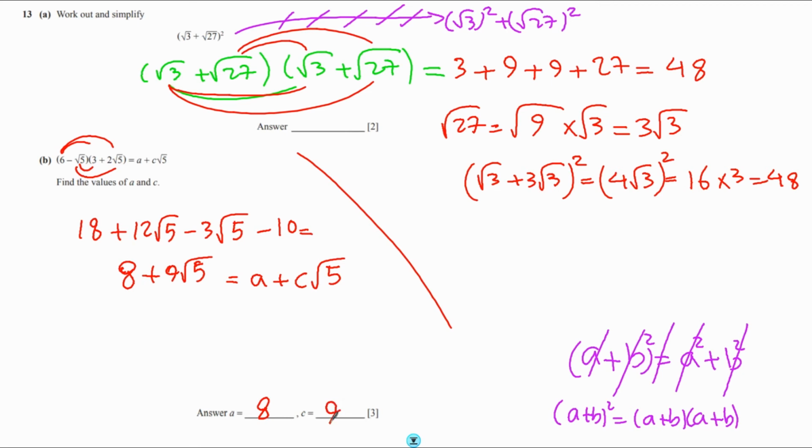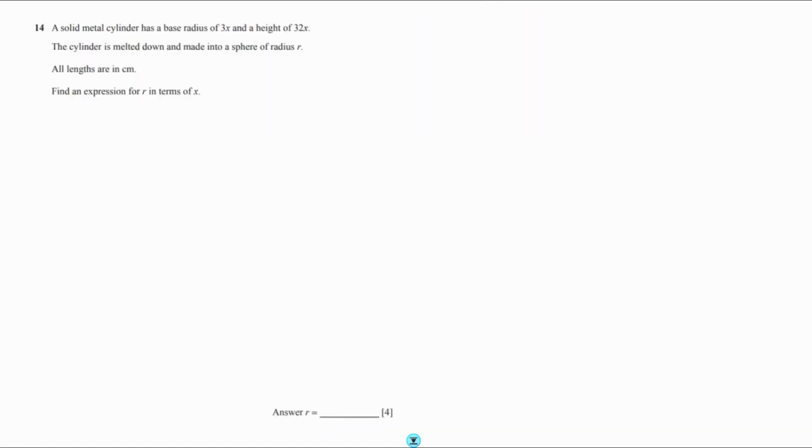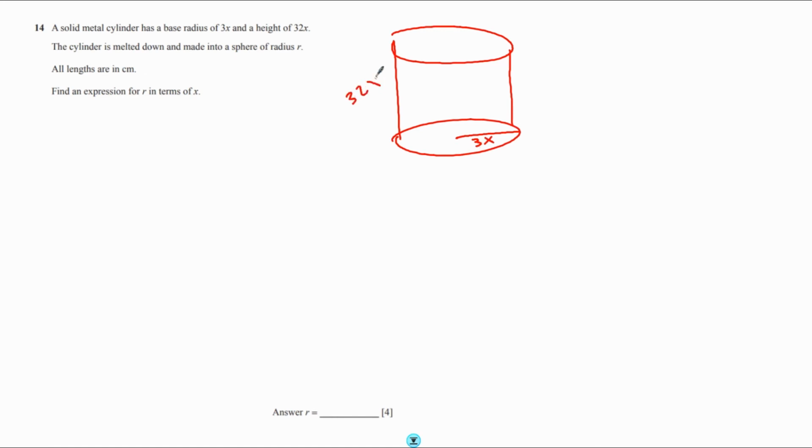Okay, we move to the next question, question 14, which is the final question in this exam paper. A solid metal cylinder has a base radius of 3x. So I want to draw this, and we have a cylinder, and the radius of the base is 3x, and the height is 32x. The cylinder is melted down and made into a sphere of radius r.